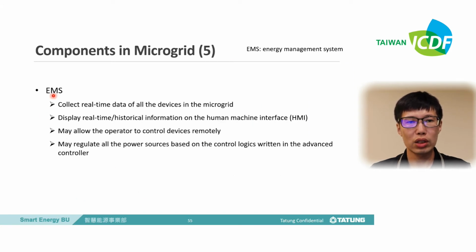And the final one is the EMS, Energy Management System. The EMS can collect real-time data of all the devices in the microgrid, and it can also display real-time or historical information on the human-machine interface (HMI). And for some EMS, it may also allow the operator to control the device remotely, or it may regulate all the power sources based on the control logic written in the advanced controller.